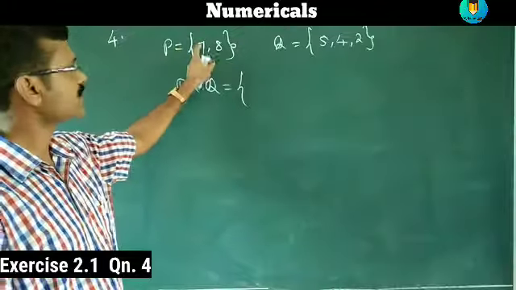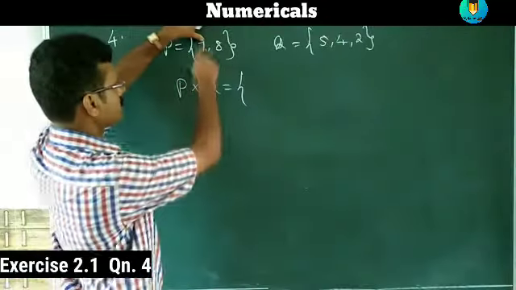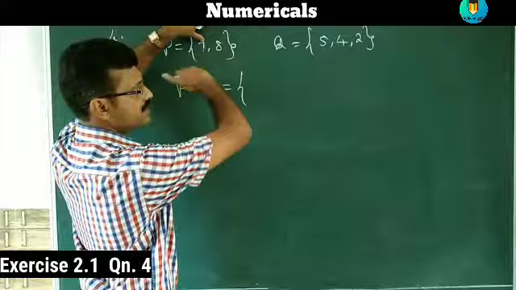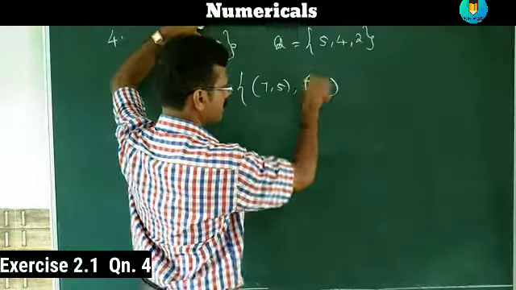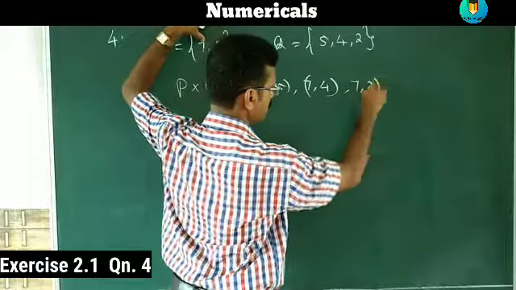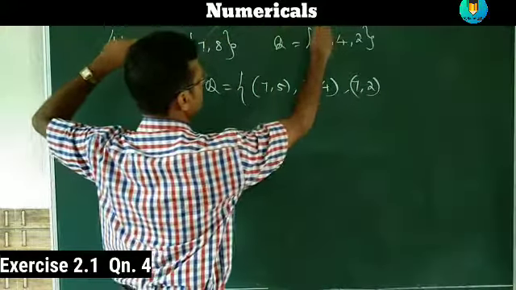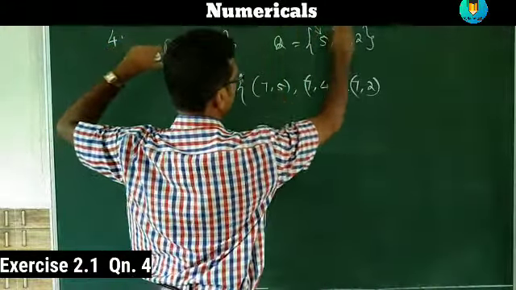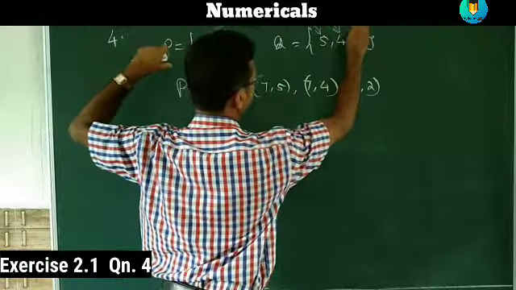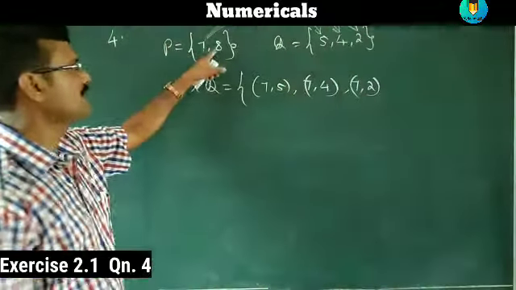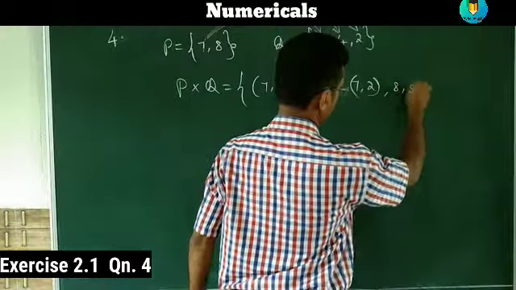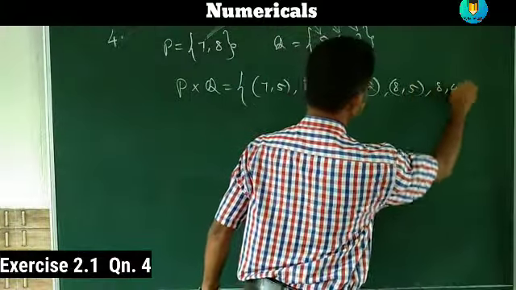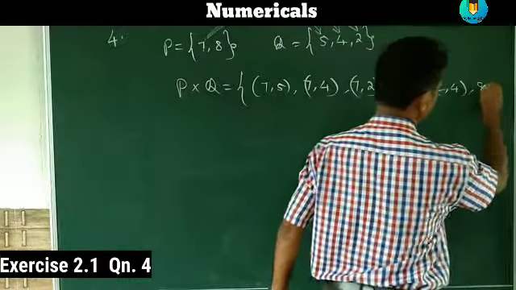P cross Q means you start from P. So first of all with the 7, all combinations: 7, 5, 7, 4, 7, 2. With the 7 you have to take all combinations. Alright, and then we go with 8: 8, 5, 8, 4 and 8, 2.